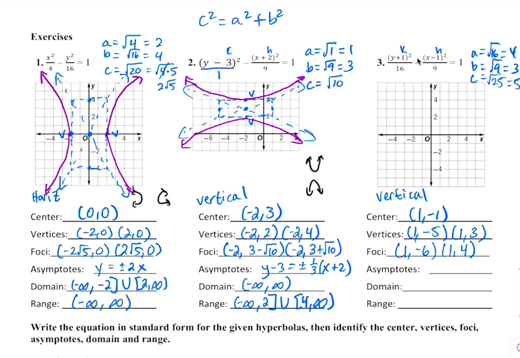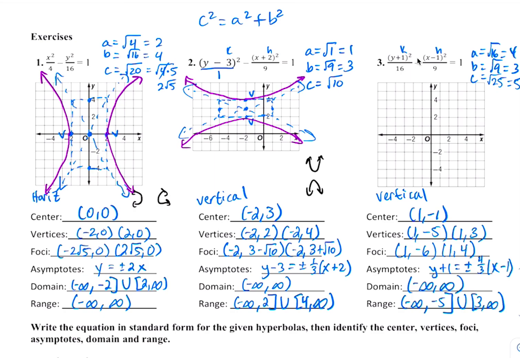And my asymptotes, I'm going to have y plus 1 equals plus and minus. And then I'm going up A when I graph and over B. So this will be 4 over 3. And then x minus 1. And then my domain is going to be negative infinity to positive infinity. And the range will be in parts. So negative infinity to negative 5 from the vertex, or 3 to infinity.